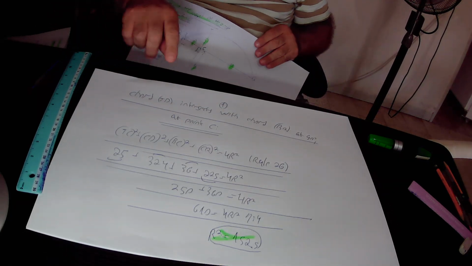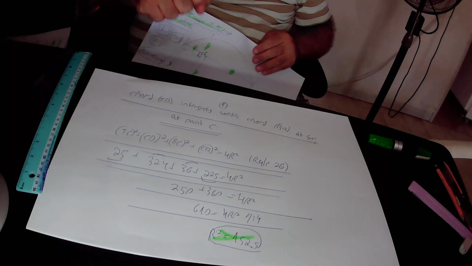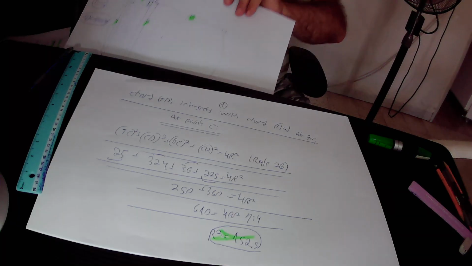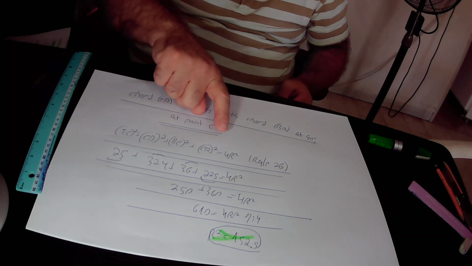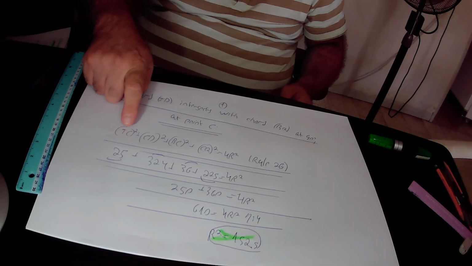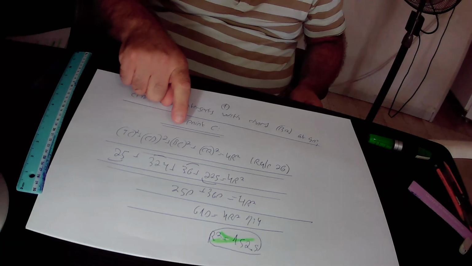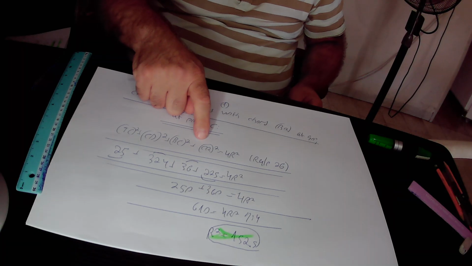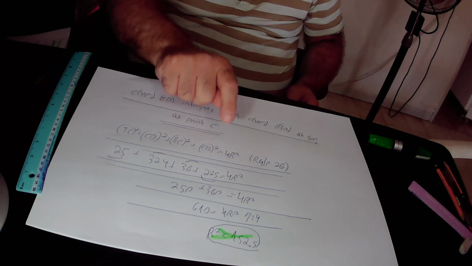Chord TD intersects with chord BQ at 90 degrees at point C. So all the requirements of rule 26 are satisfied, and therefore we can implement rule 26. TC is 5, therefore TC squared is 5 squared, that is 25, plus CD squared. CD is 18, therefore CD squared is 18 squared, that is 324, plus BC squared. BC is 6, therefore BC squared is 36, plus CQ squared. CQ is 15, therefore CQ squared is 225, and it is equal to 4R squared.